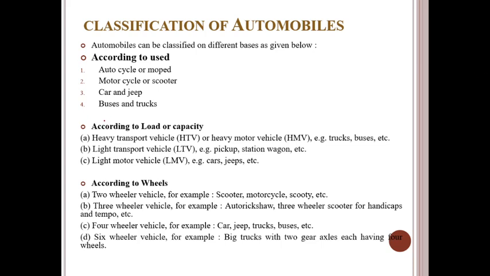Now let's discuss our first point: the classification of automobiles. How is it classified? Here, automobiles can be classified on different bases as given below. First is according to use. First we have autocycles or mopeds. Second is motorcycles or scooters. Third is cars and jeeps. And fourth is buses and trucks. So these are the uses of automobiles.